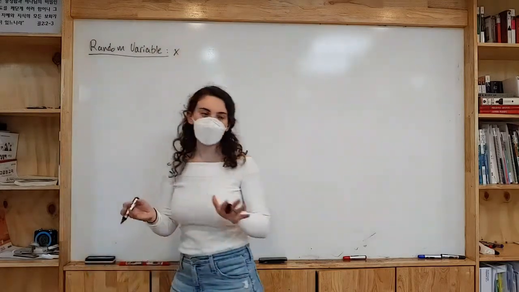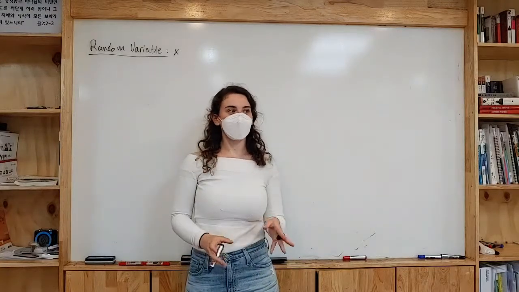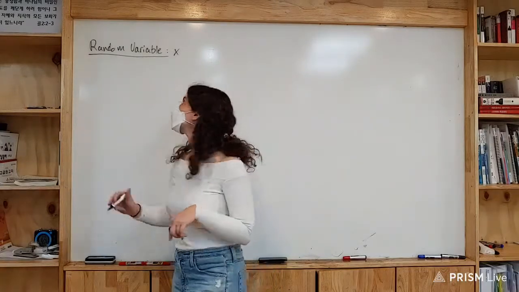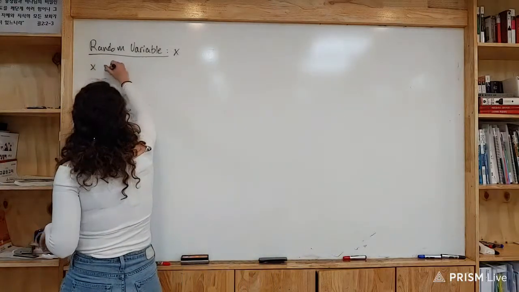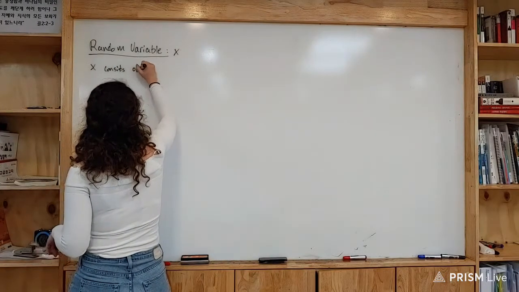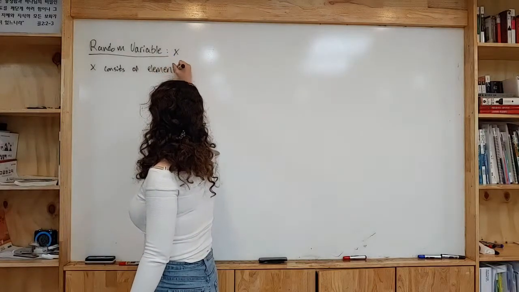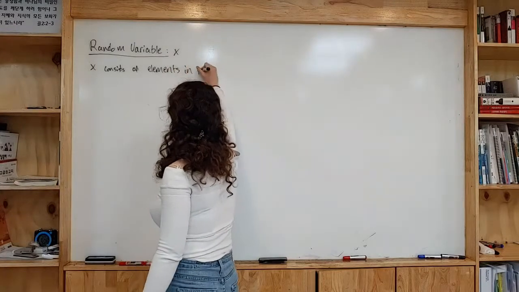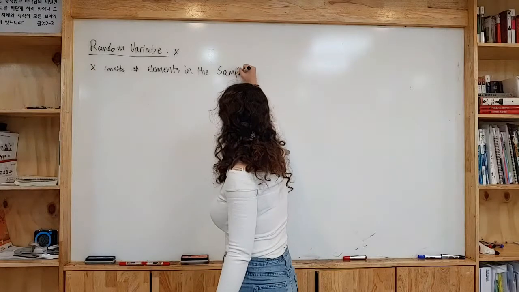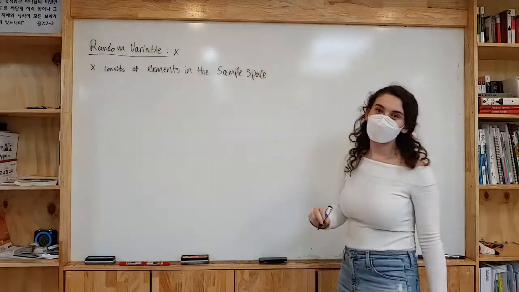All right, so X can be anything, right? It's just something that you're labeling. But we usually are going to consider cases where X consists of elements in the sample space, right? And does everyone remember what the sample space is? What is the sample space?